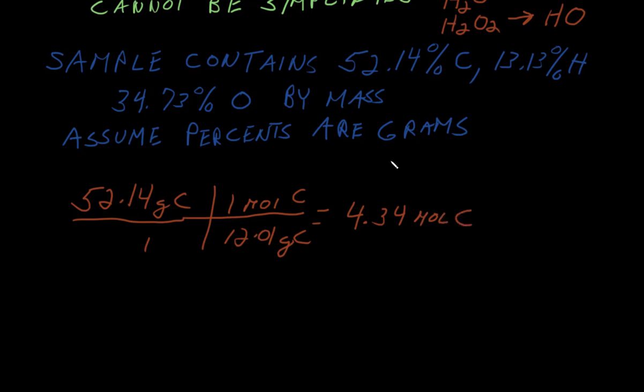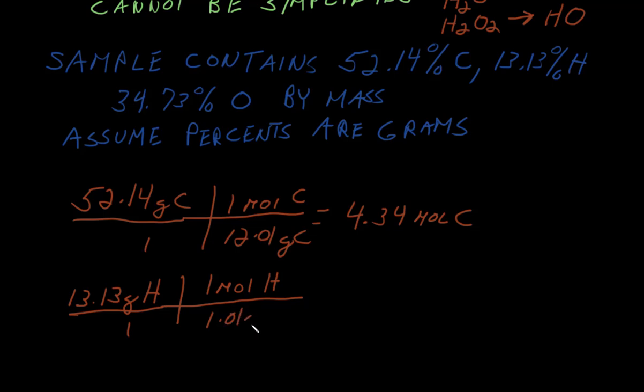Let's look at our next one. So our next one is hydrogen. For hydrogen we have 13.13 grams of hydrogen. And we know in 1 mole of hydrogen there are 1.01 grams of hydrogen. So we can go ahead and calculate that out. That ends up being 13.03 moles of hydrogen.